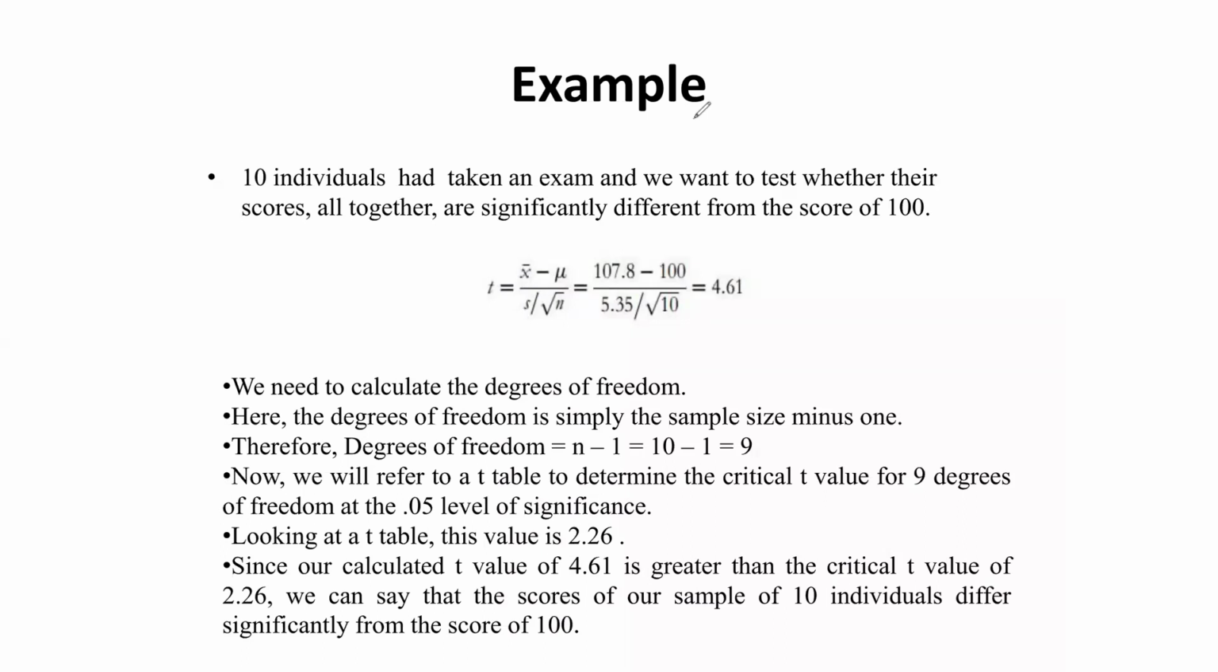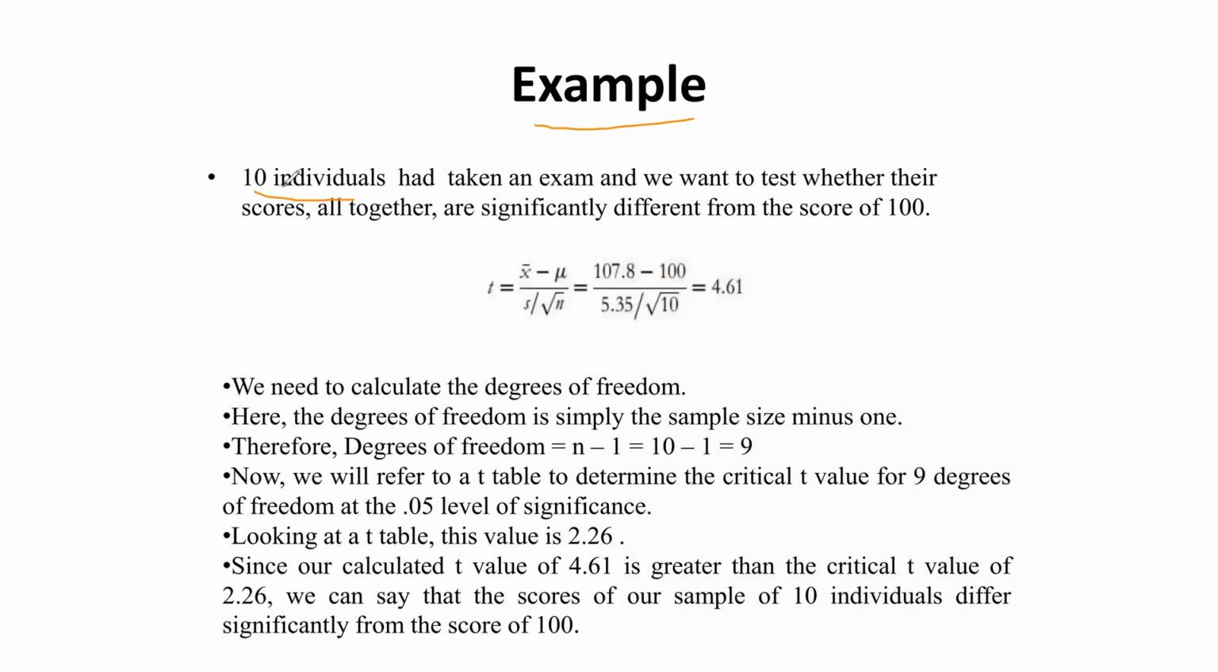Okay, so now we are going to look at one example on the one sample t-test. So we have 10 individuals who had taken an exam, and we want to test whether their scores altogether are significantly different from the score of 100. So these 10 students took the exam, and after they took the exams, their average score was taken, and it was found to be 107.8, and that is the mean of the 10 individuals.